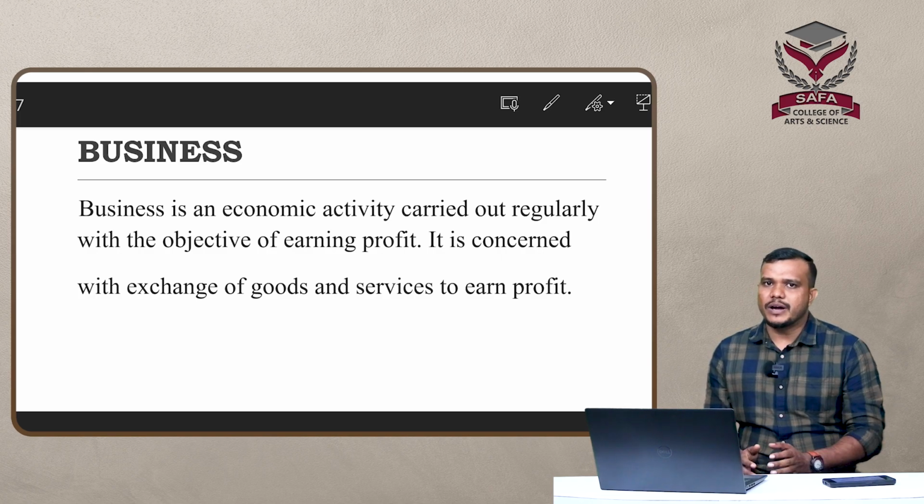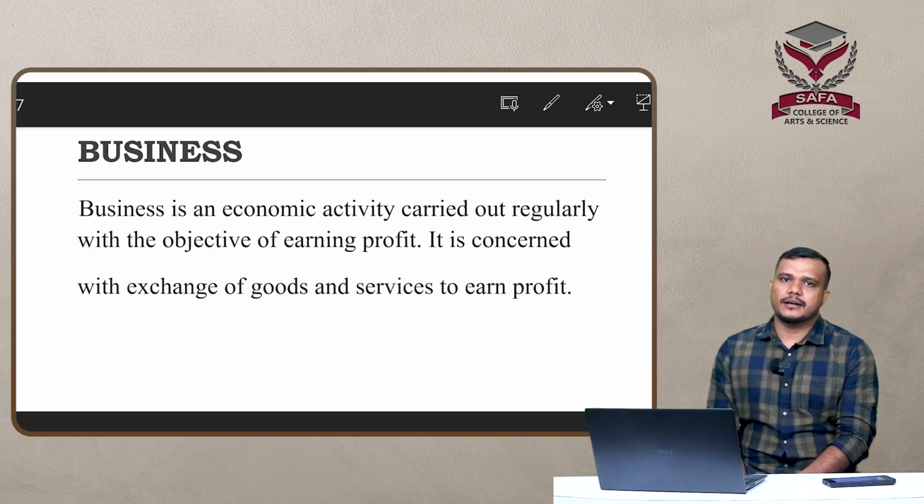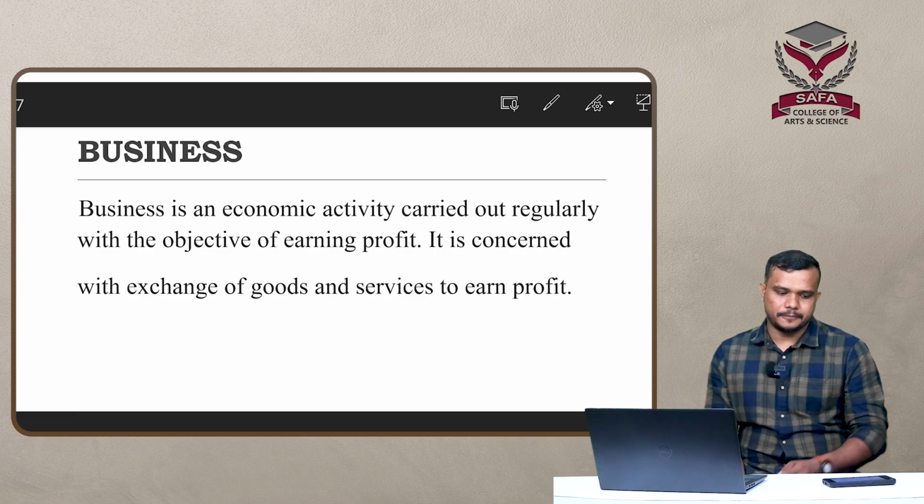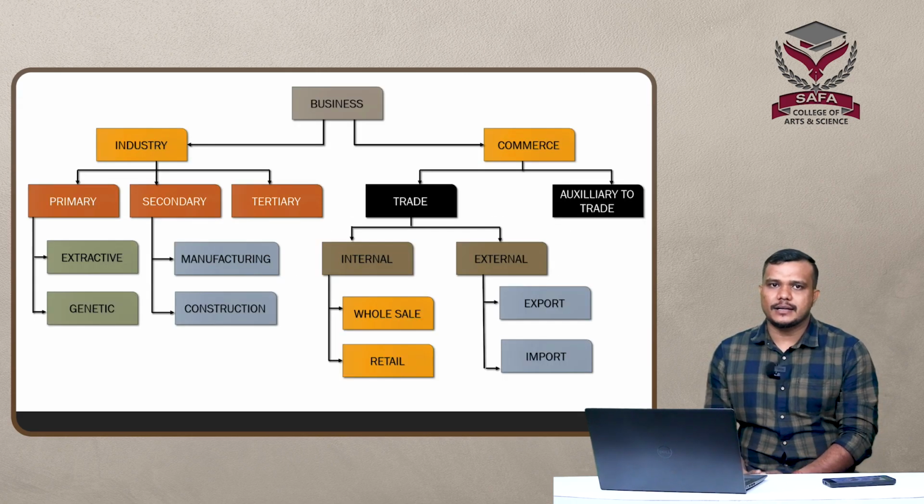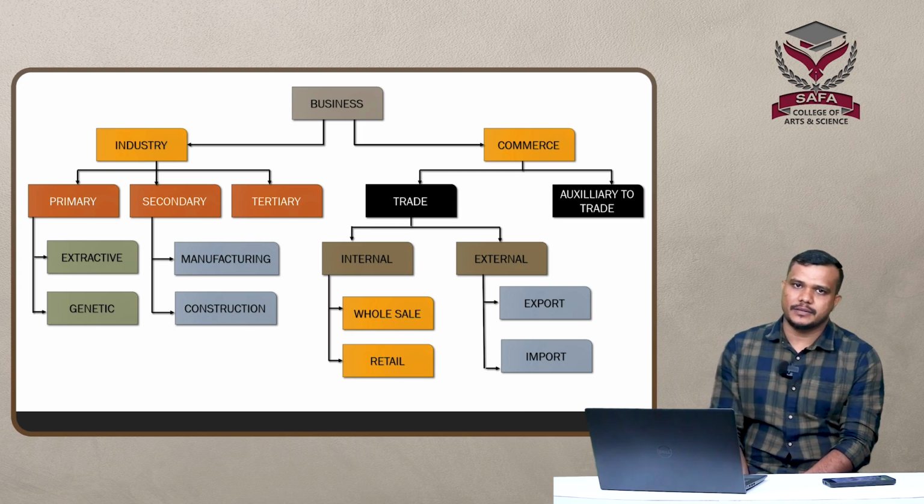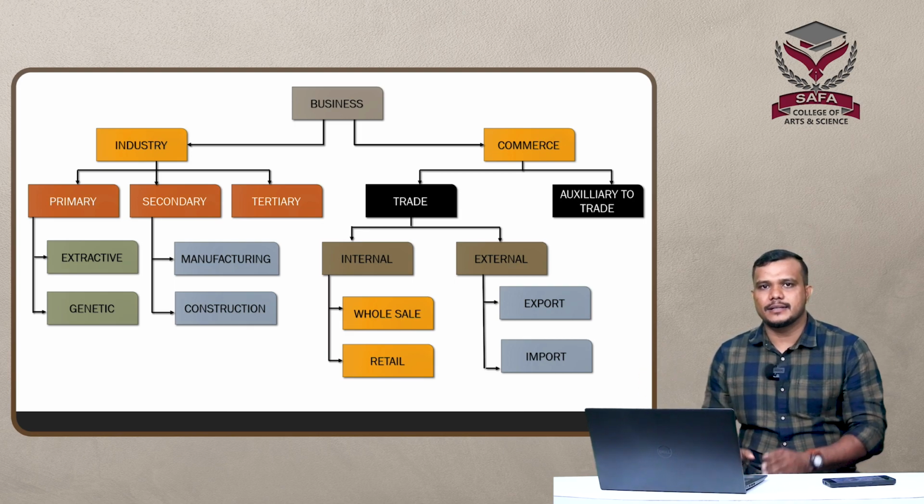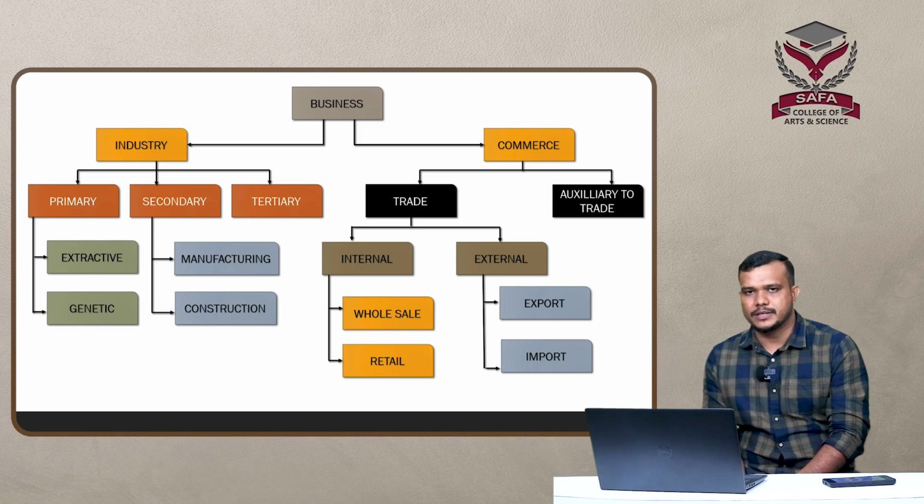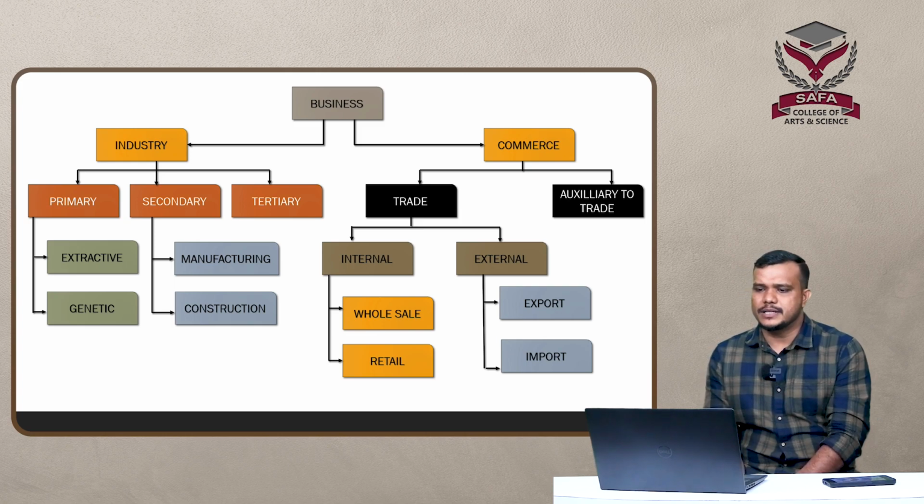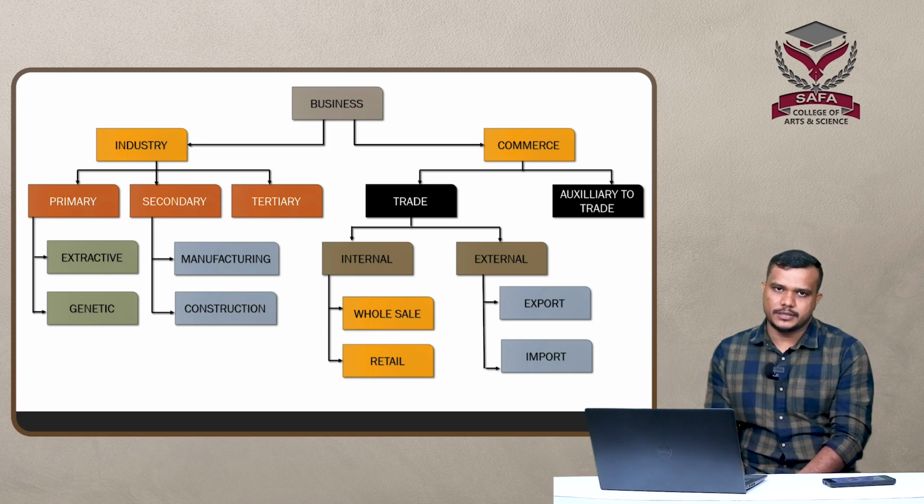In this video we are discussing the detailed classification of business activities. In this slide you can see the detailed classification of business activities. The entire business activities are classified majorly into two parts, industry and commerce.